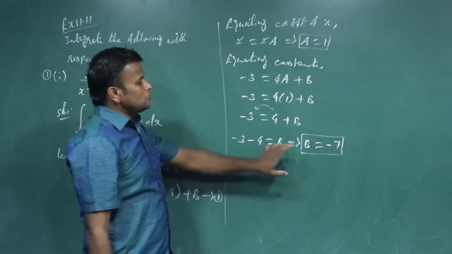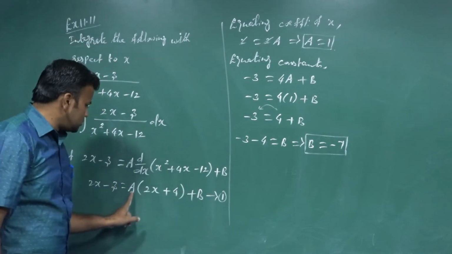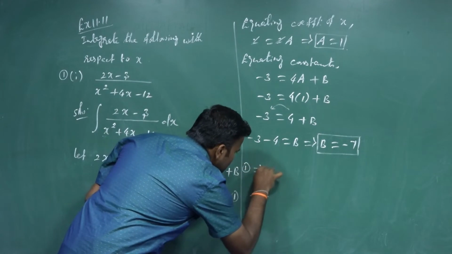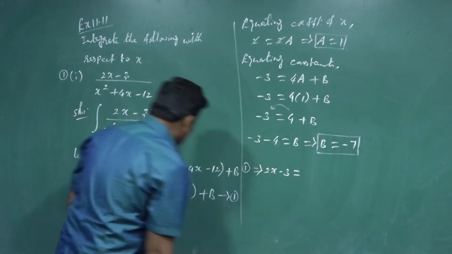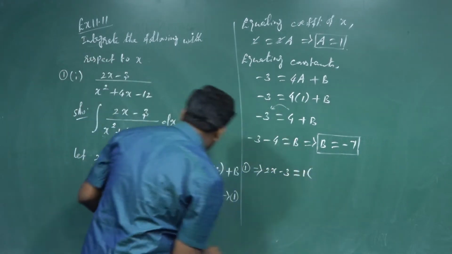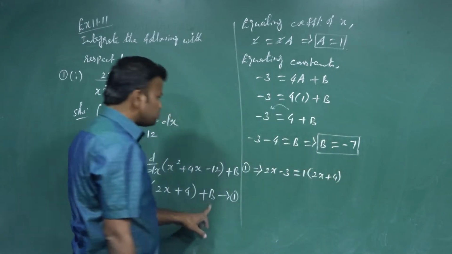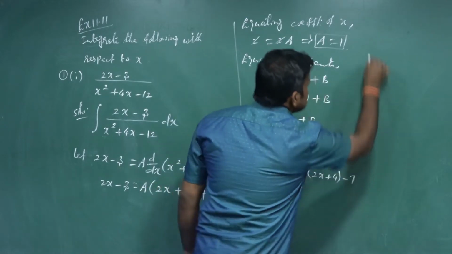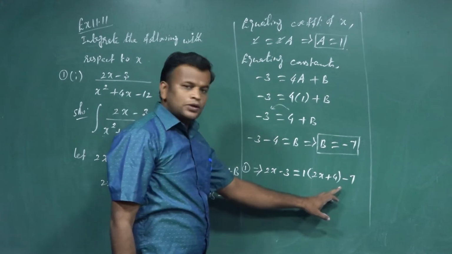The next step, use the value of a and b in the first equation. So in the first equation, LHS 2x minus 3 is equal to RHS a. The value of a is just 1, 1 of 2x plus 4 plus b, but the value of b is minus 7. So minus 7. Now we substitute this value instead of that one.